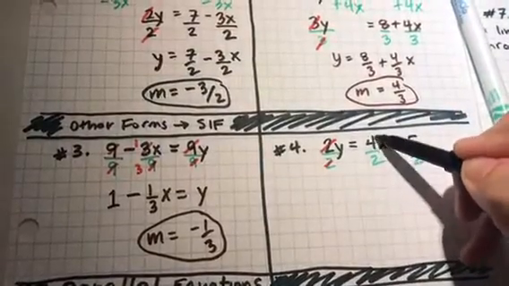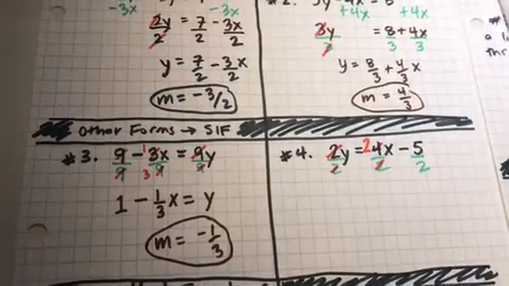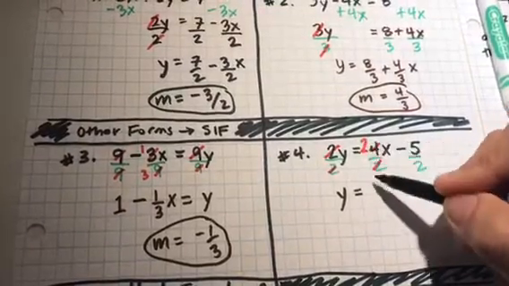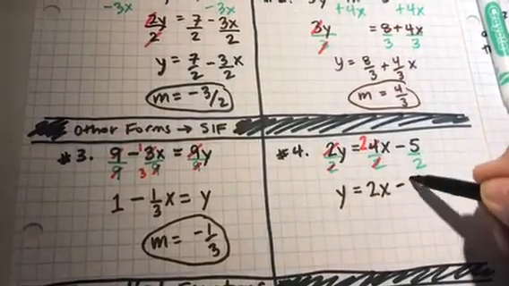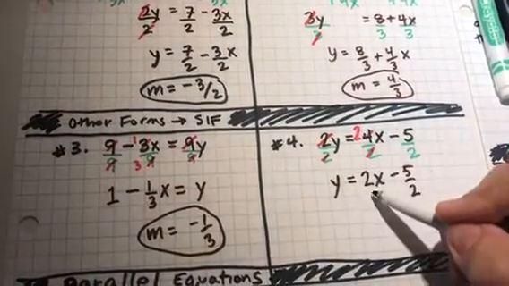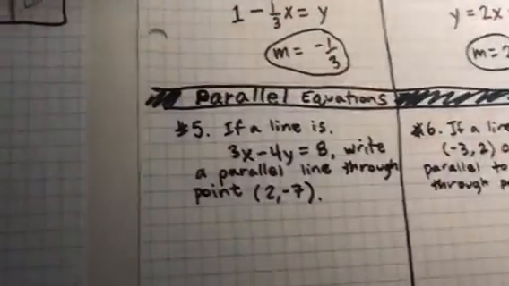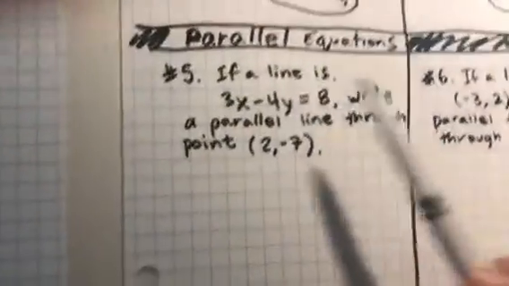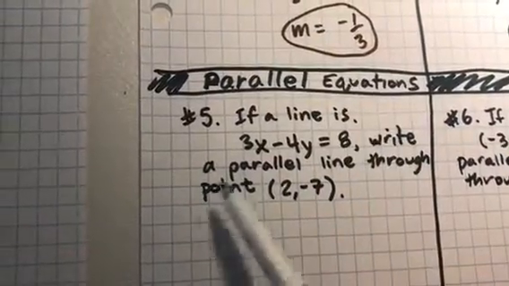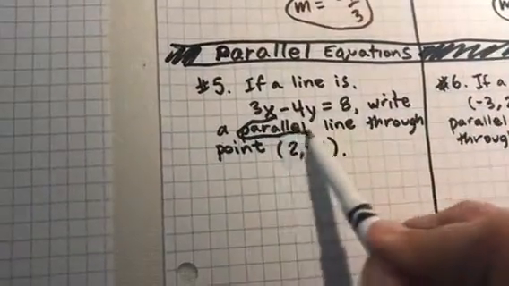So 2 divided by 2 is 1. 4 divided by 2 is 2. And 5 halves can't be reduced. So we still have Y is equal to 4 divided by 2 is 2, still have my X, and I have minus 5 halves. We do this for the purpose of identifying the slope, and the slope is the number in front of the X. Good job. Now, why do we really need this in geometry? For parallel lines. If a line has this equation, and we need to write a new line that's parallel to it through this point, we have 3 steps.